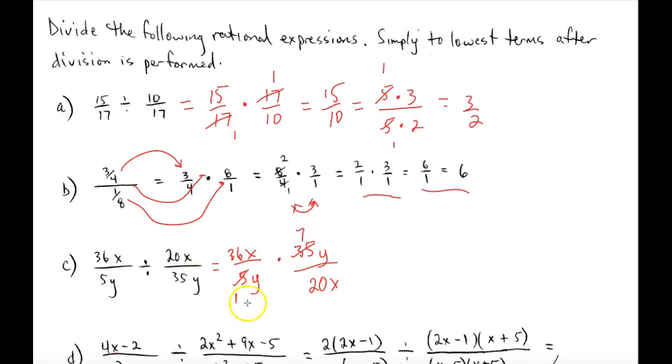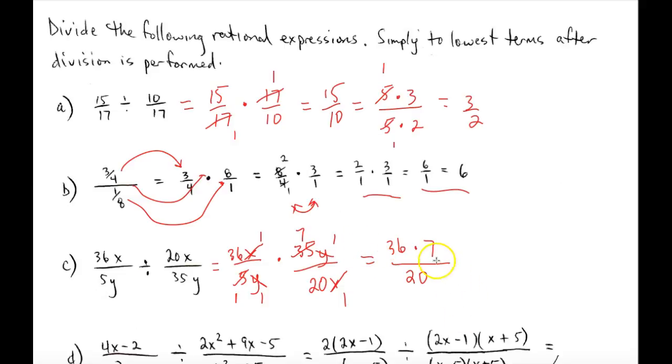Y has a common factor of, both y's are common factors, so they reduce to 1. Let's see if I can get that. We have x's here. Both of them reduce to 1. So now I'm going to rewrite everything here. So we have 36 times 7 in the numerator, and we just have 20 in the denominator.